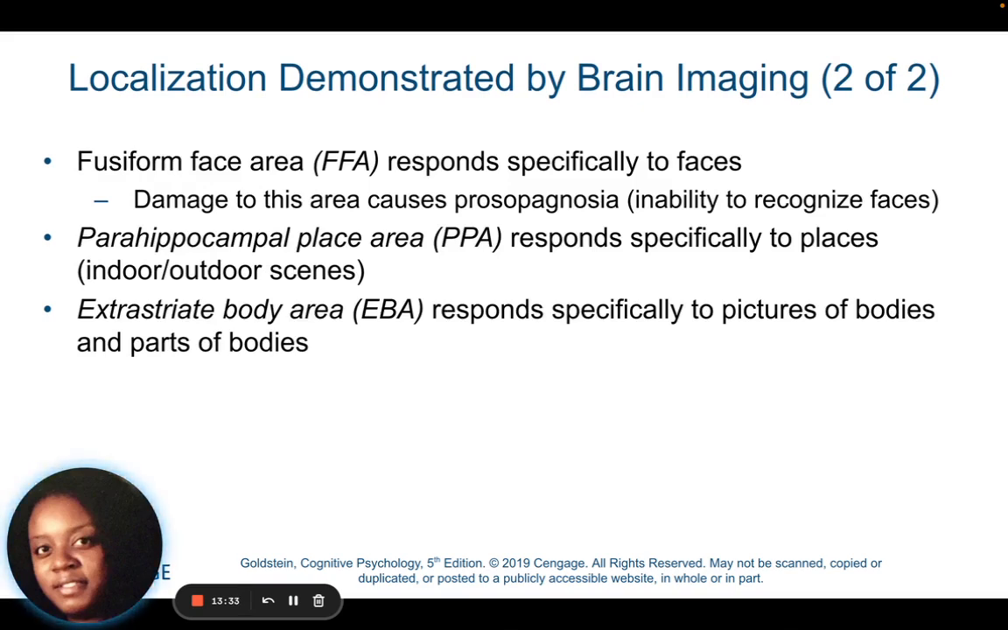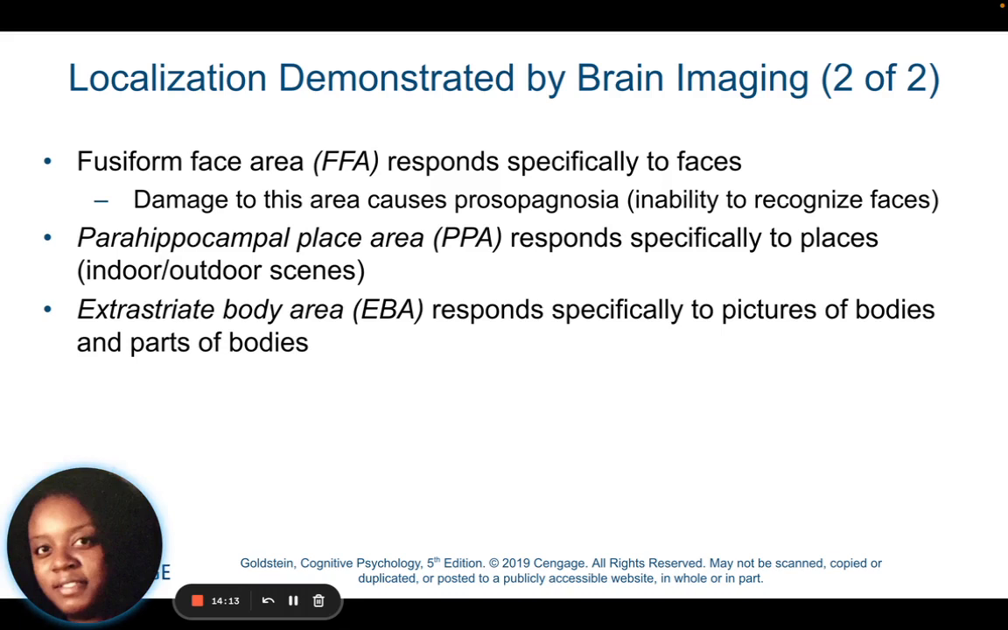There are also some other ways that we can look at how brain localization happens through imaging, through fusiform face area scanning, which responds to specific faces. Anytime a person has damage to that area of the brain, they may not be able to recognize a person's face, and they could know who the person is, but then they struggle with understanding, and they can't produce the person's name. And PPA responds specifically to places, indoor and outdoor spaces.